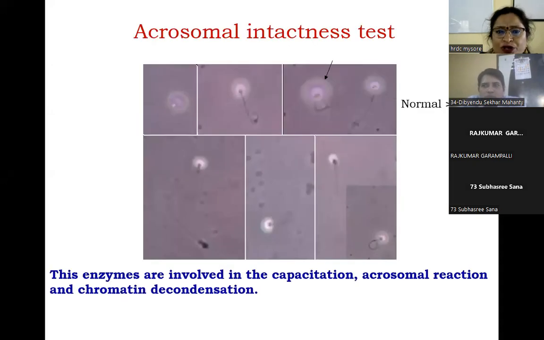And the third test, you must be knowing acrosome. Acrosome is a cap-like structure in the spermatozoa, and three-fourths of the spermatozoa have this acrosome. Acrosome has more than 40 hydrolytic enzymes. And this is a test. You can see there is a hollow nature. This is the spermatozoa which shows a positive response to this acrosomal intactness test. These enzymes are involved in capacitation. The acrosome is involved in capacitation, chromatin decondensation, the acrosomal reaction, all these things.